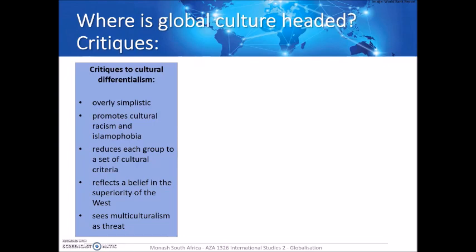He's also criticized because differentialism basically reduces each group to a set of cultural criteria. It also reflects a belief in the superiority of the West, because Huntington is very concerned about multiculturalism because he sees it as a threat, but mostly to Western dominance, right? So there might be elements to it that can be valid, but these are the main critiques that have come up against this theory.